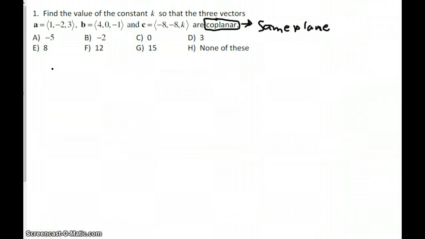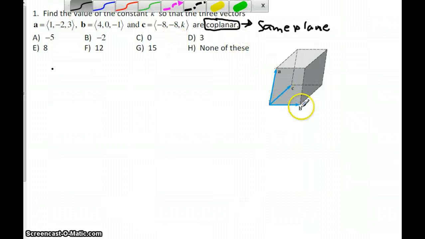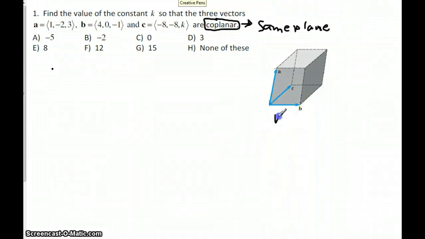Now if they're on the same plane, there is a parallelepiped that is determined by the three vectors. This parallelepiped determined by the three vectors has a certain volume. If the three vectors are in the same plane, then the volume of this parallelepiped will be 0. If A, B, and C are coplanar.